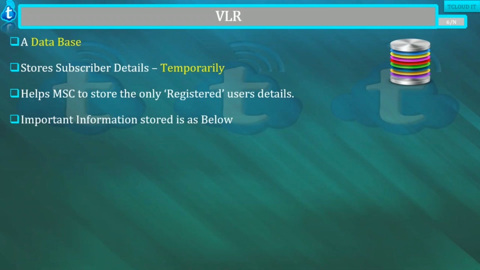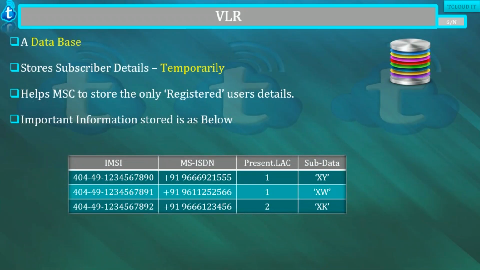So what kind of details does this VLR store? If the MSC has ever got the information from the HLR, it would normally store this kind of information. What is the user's IMSI number? What is the user's MSISDN number? And the fourth column is subscriber data, the subscriber data that you have received from the HSS. Because these users are registered with you, you are supposed to get the subscriber details. So whatever subscriber data you got, you will store it.